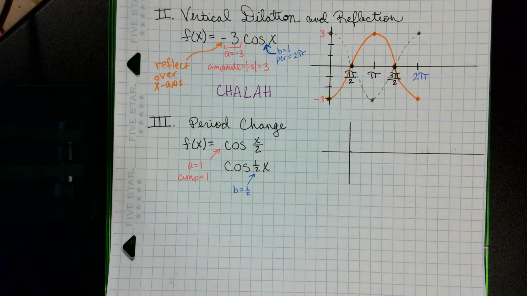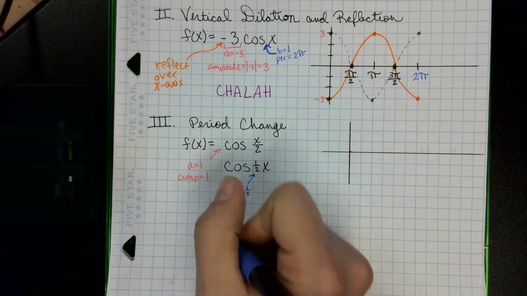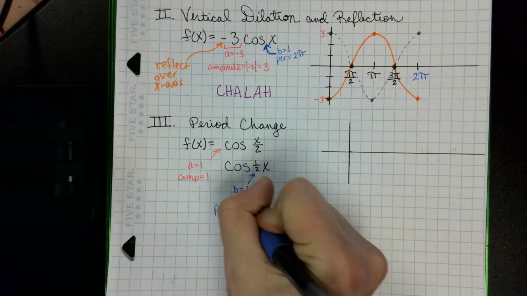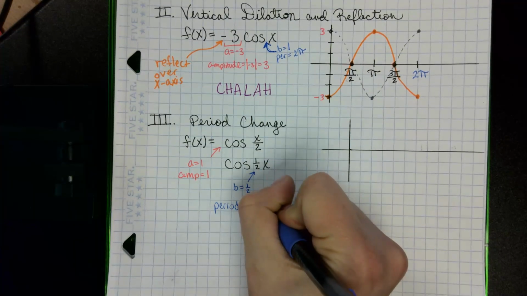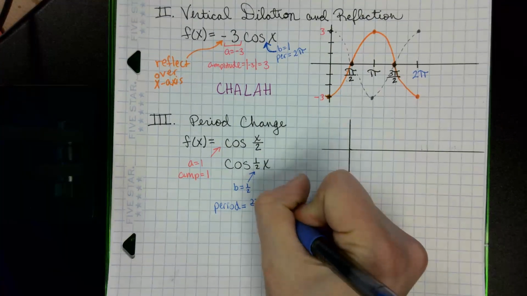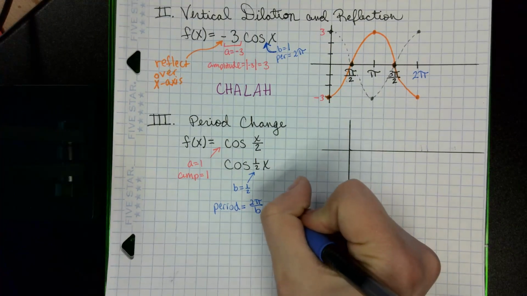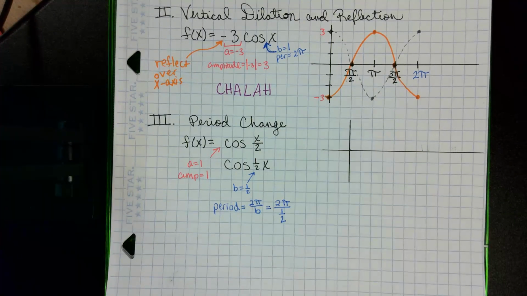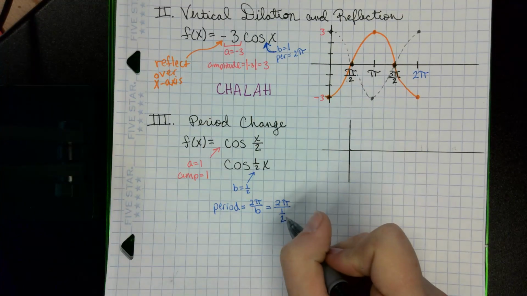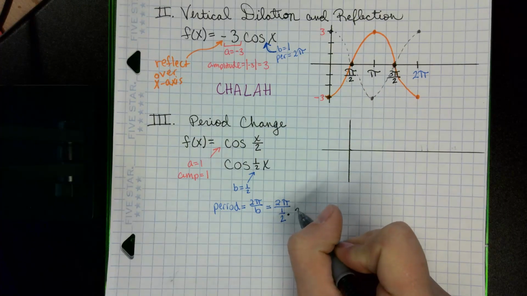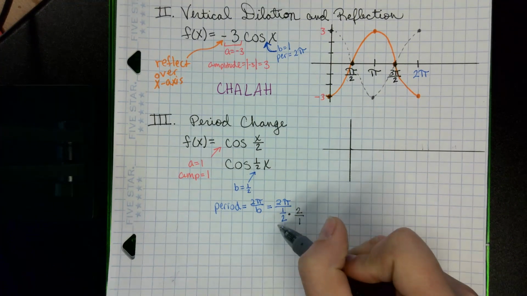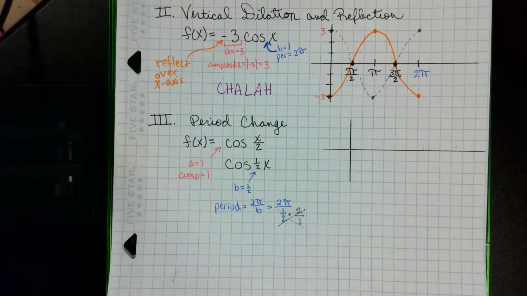And you use the b value to determine the length of the period. So the period is 2 pi over b. So this is 2 pi over 1/2. So we have something divided by a fraction. We do not want to divide by a fraction. That is gross. You don't want a fraction in a fraction. So to get rid of that, you take the denominator and you multiply it by its reciprocal. So if I want to get this fraction out of there, I need to multiply it by its reciprocal. So 2 over 1. And now my 2's will reduce, so I just have 1 in the denominator now.